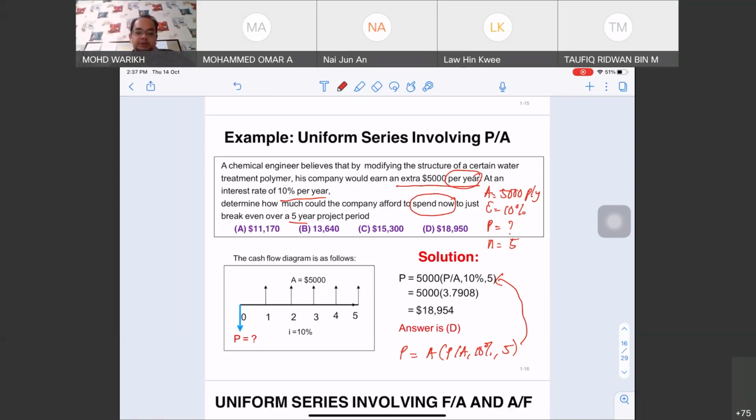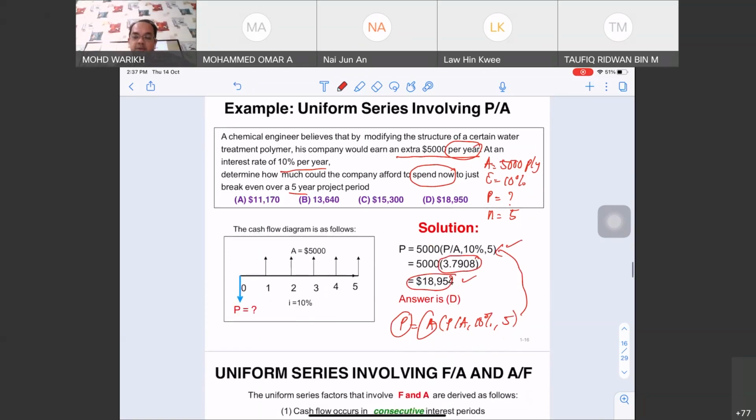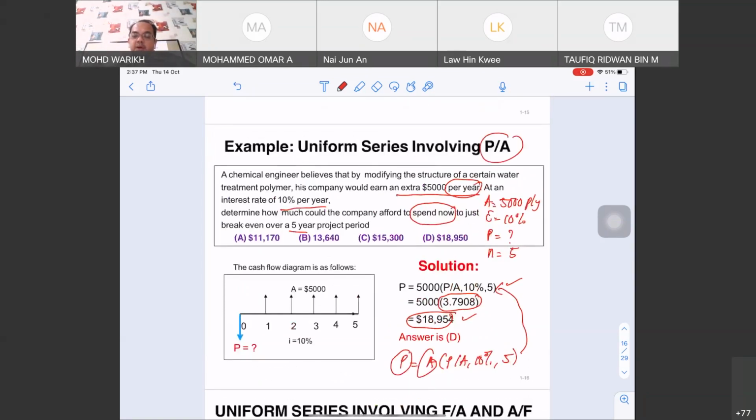So back to the question. With that you have to find the P. A is given, same as this one. Now refer to the tables. You should get this number, 3.79008, and after you multiply the numbers, you will get this answer, 18,954 ringgit. So this one is P over A, present. You have to find present, A is given.